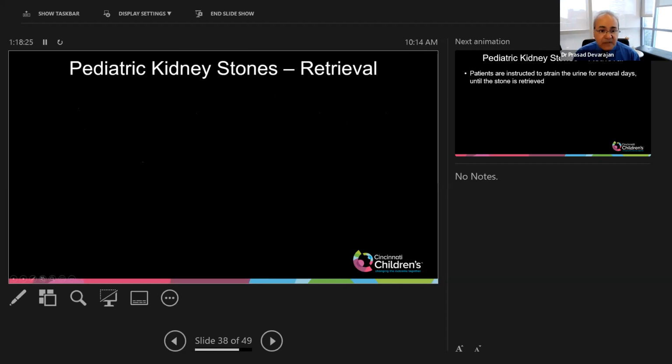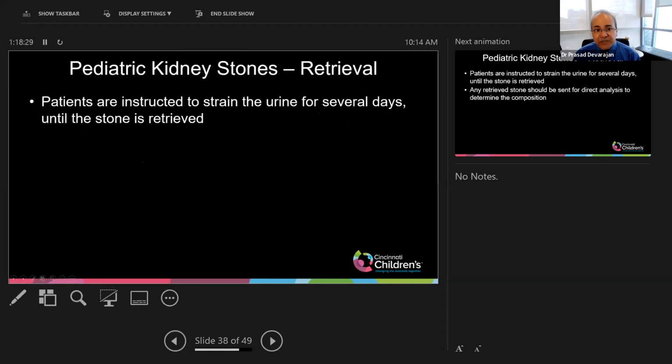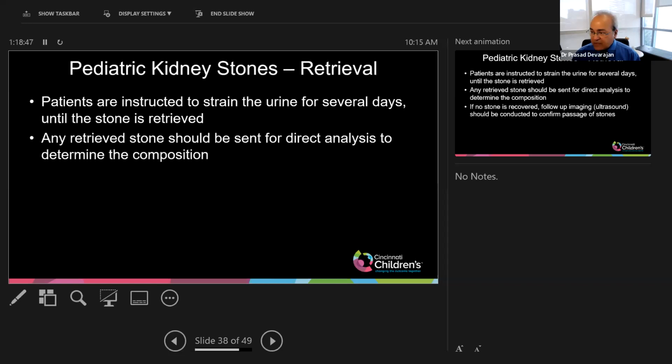Retrieval, the gold standard, right? So we tell the patients to strain the urine. We give them a little strainer, like what you use to strain tea. And we tell them to pee in the strainer and collect any fragments that come out. And when the stone is retrieved, we send it for a direct analysis to determine the composition. That is the gold standard.